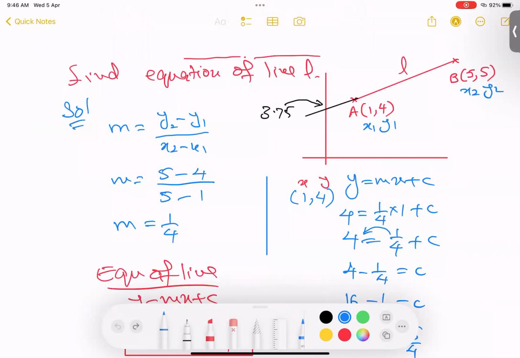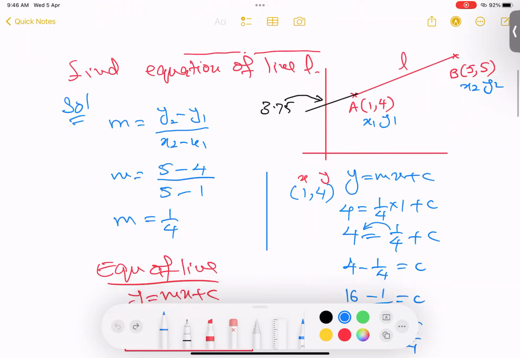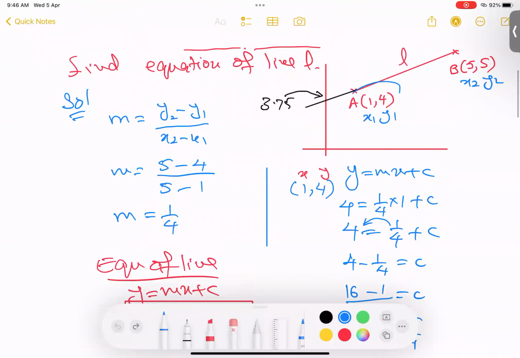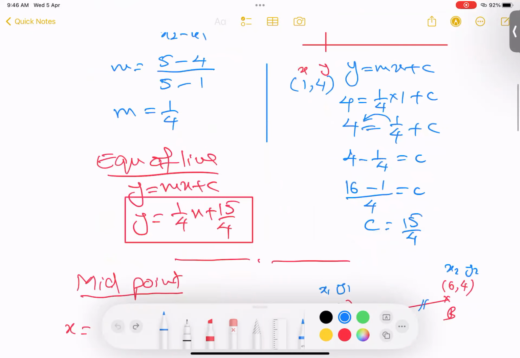I put coordinates here: x2, y2, x1, y1. I labelled them myself. Labelling is not compulsory, but it is good for you. Then I found the gradient 1/4. After that, I plug in 1/4 in the place of m, and I plug in any one point. I can use either point, no issue at all. I plug in 4 in the place of y and 1 in the place of x, and I got the equation of line.